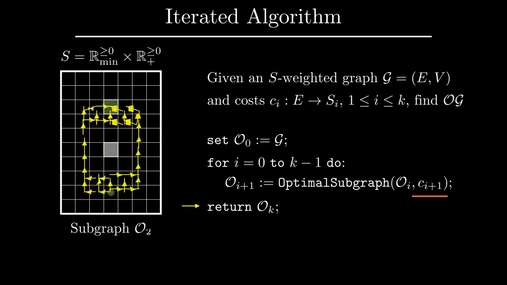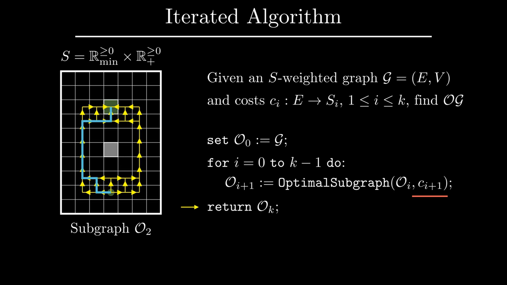At the next iteration, we find the optimal subgraph of O1 relative to the second cost function. That is, we find all the shortest paths from the root to the goal among the paths within O1. In this example, multi-cost has only two coordinates, so the resulting graph O2 is the output of the algorithm. Notice that all paths within O2 are optimal with regard to the cost structure provided by the multi-cost S.